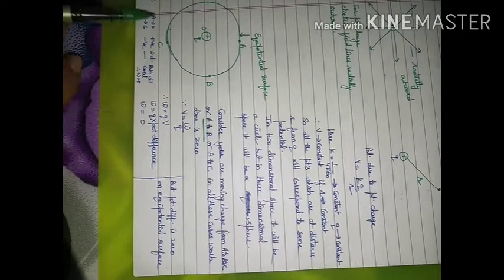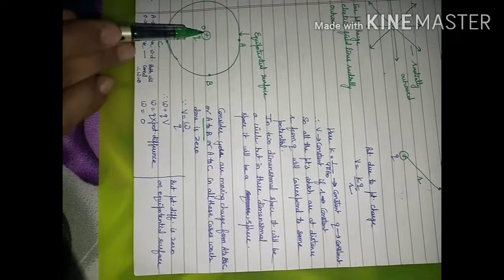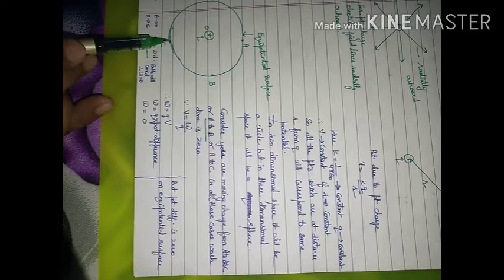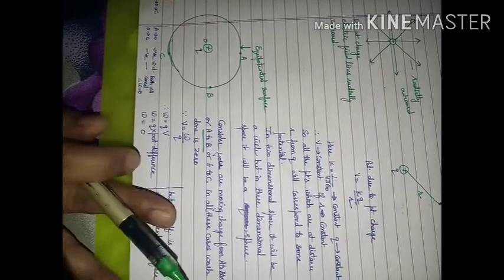Also, if you are shifting charge from A to O to C, then when you are moving this side, work done by you will be positive. When you are moving this side, work done will be negative. Both will be equal and opposite, and they will cancel each other.